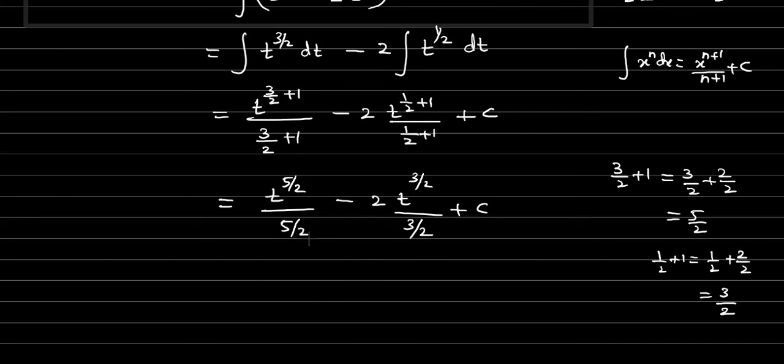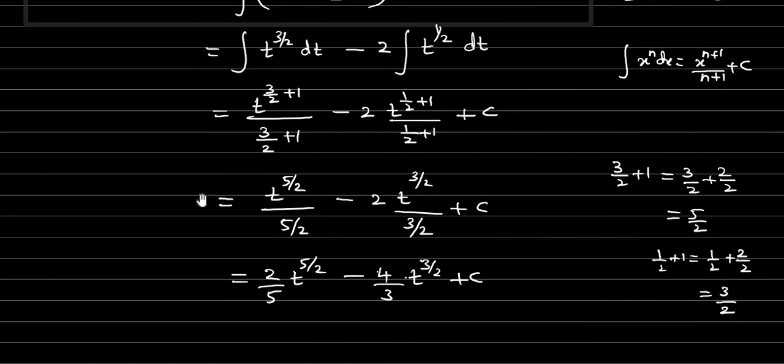So plus c. Denominator is denominator, we can take it to the numerator. So 2 by 5 t power 5 by 2 minus, and when we take this denominator to the numerator, 2 we already have, so 2 into 2 is 4. So 4 by 3 t power 3 by 2 plus c. So that's all. Integration and simplification are done.